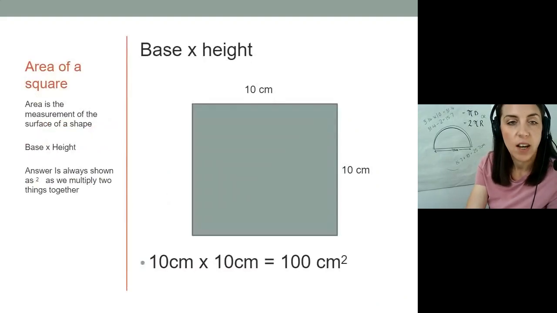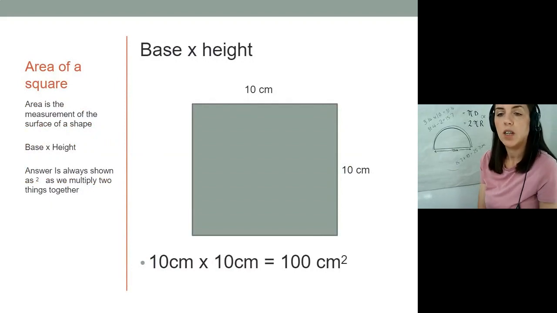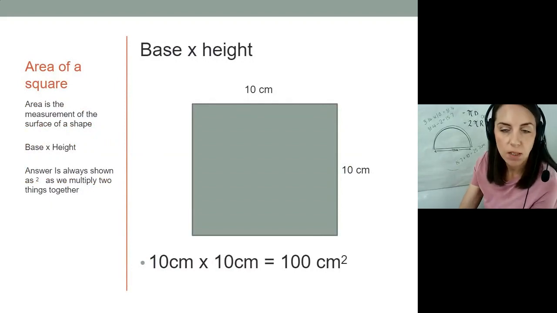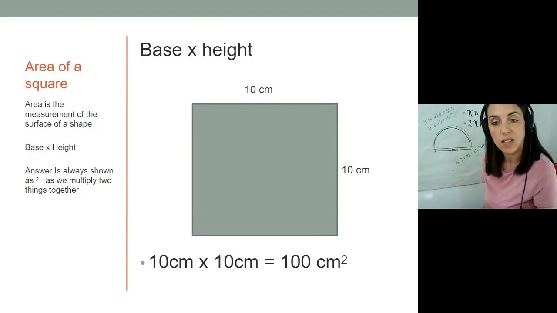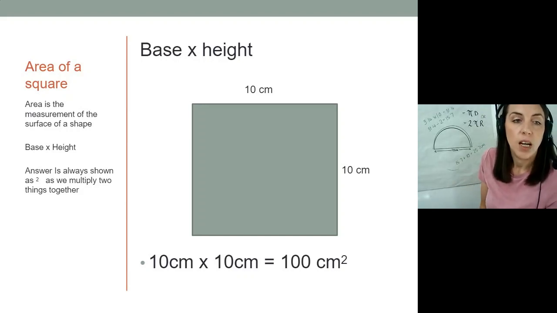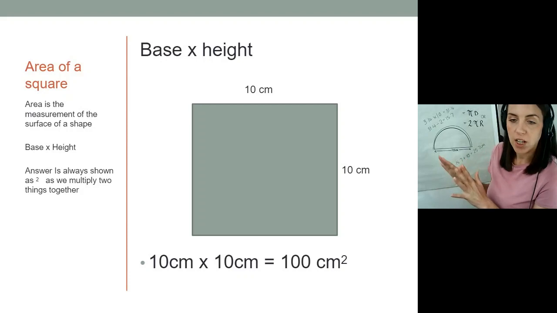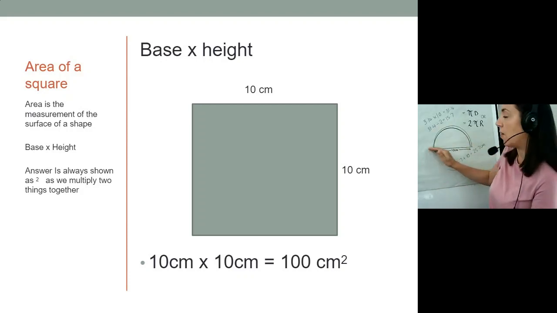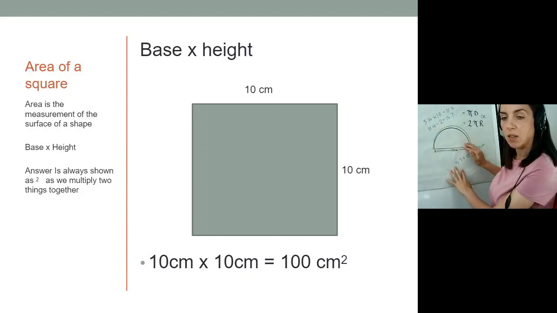So let's look at area. So we're looking at the area of a few different shapes. We'll start with a square, then a rectangle and a circle, just like we did with perimeter. So the area of a square, the area is the measurement of the surface of the shape. So we'll just look to the circumference, which is all the way around the edge. But the area is this bit in the middle.